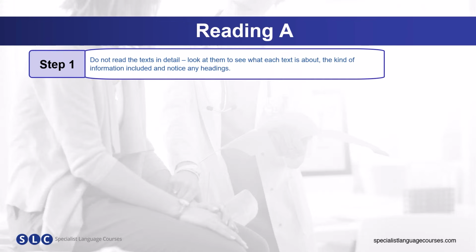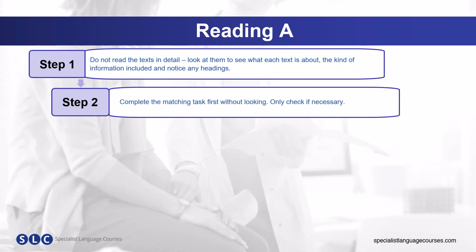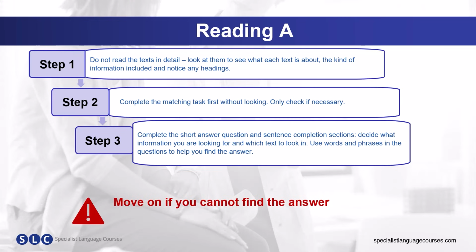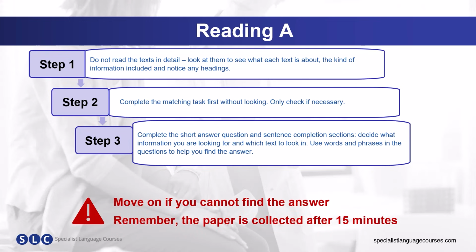Step 1. Do not read the text in detail. Look at them and see what each text is about, the kind of information included, and notice any headings. Step 2. Complete the matching task first without looking. Only check if necessary. Step 3. Complete the short answer questions and sentence completion sections. Decide what information you're looking for, which text to look in, and use words and phrases in the questions to help you find the answer. Move on if you cannot find the answer, and remember the paper is collected after 15 minutes.